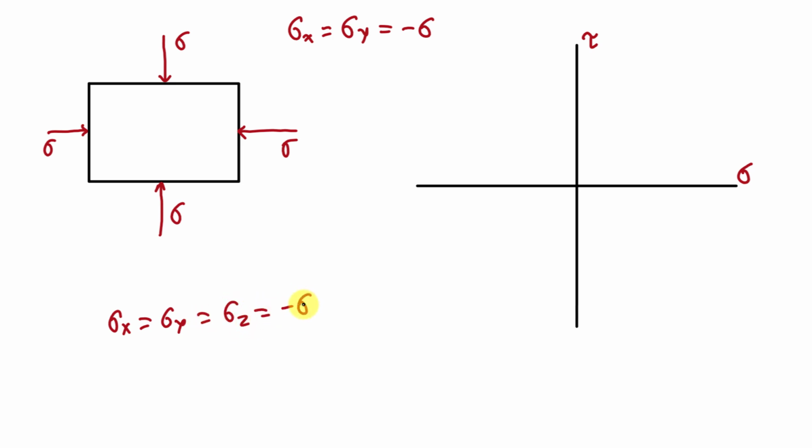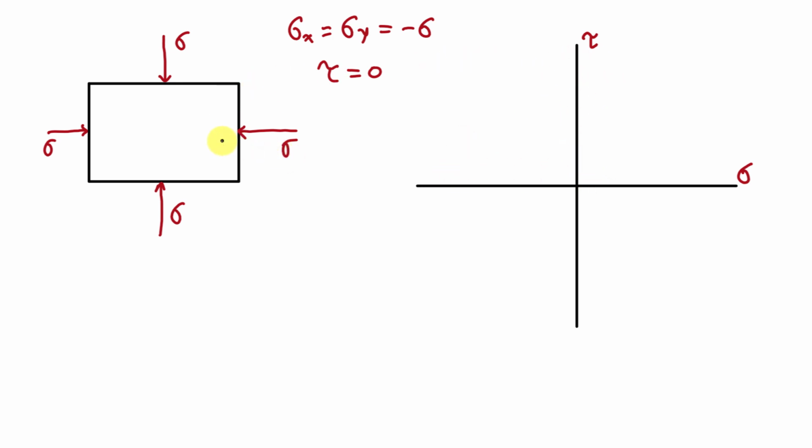to minus sigma. Here we are taking 2D loading condition, meaning we are taking stress in x direction and stress in y direction as minus sigma. And in this case we are taking tau equal to 0 because there is no shear stress on this body. So for this loading condition, what is going to be the Mohr circle?